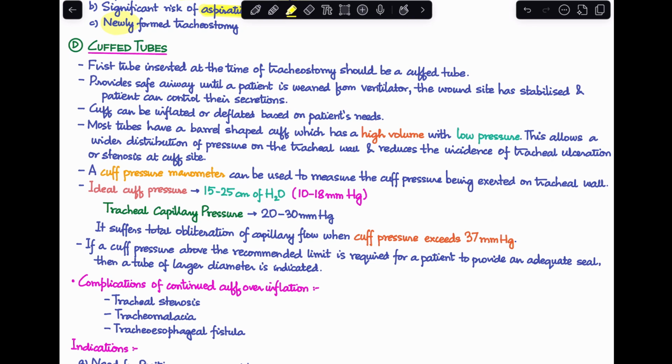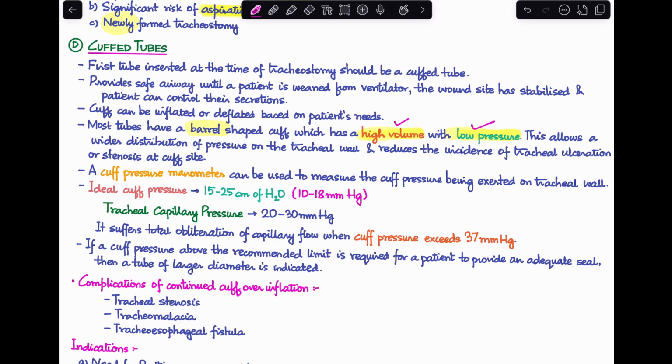Now, these cuffs that are present are usually barrel shaped cuffs, which have a high volume but low pressure. Now, what is the importance of having high volume and low pressure? This is responsible for allowing a wider distribution of pressure on the tracheal wall, and thereby it reduces the incidence of tracheal ulceration or tracheal stenosis at the site of the cuff. So that's how the cuff functions.